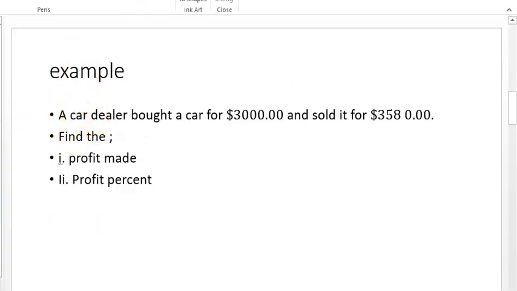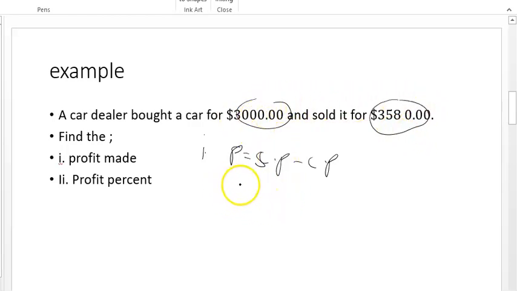The very next question is here. A car dealer bought a car for $3,000 and sold it for $3,580. Find the profit made. So profit is equal to selling price minus the cost price. You can see that the selling price is more than the cost price. So the profit made is equal to 3,580 minus 3,000. That gives us $580.